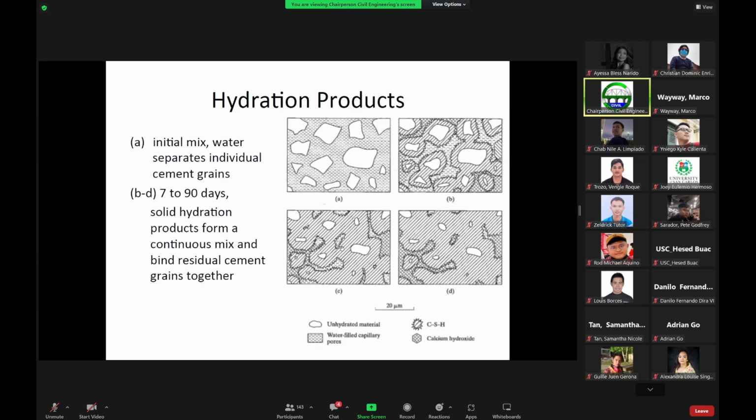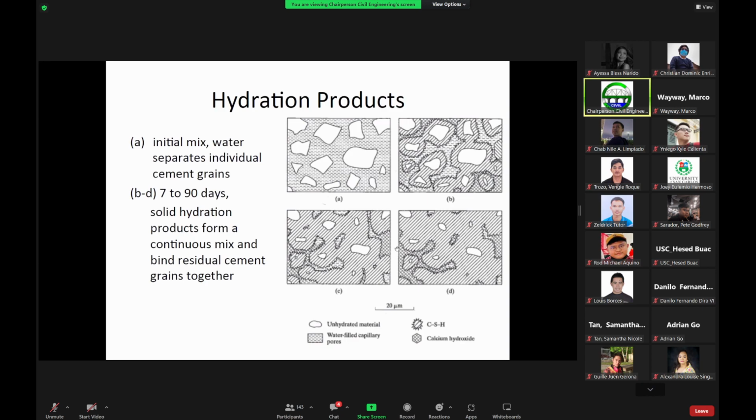Your paste at this point, when the products are bridging, your paste loses the workability, so it has started to set. And then further hydration will allow your concrete to gain strength and lose workability.